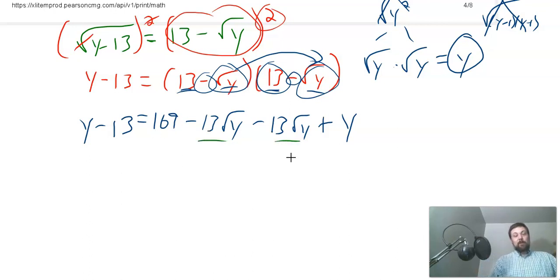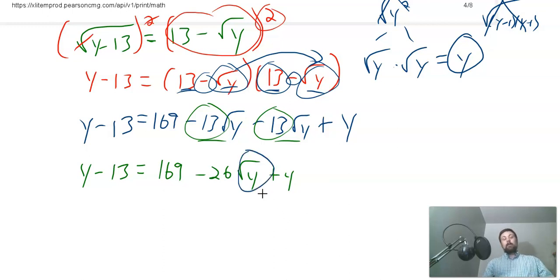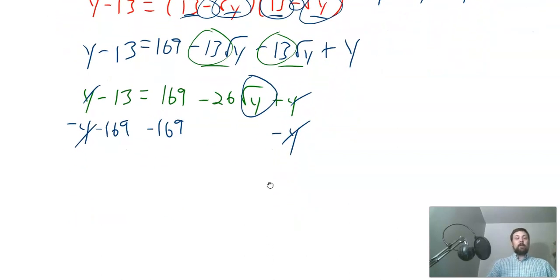Okay. Combine like terms first before you start moving things around. So we get 169. Now these are like terms because they have the same square root. Negative 13 minus 13 makes that negative 26. The square root part stays the same. And then we have one square root left in this equation. To get rid of that square root, we have to isolate it. So move everything to the other side. We're going to subtract the y over and subtract the 169 over to the left-hand side. And this one's nice because the y's all cancel out. That makes this a much easier end to the problem than it otherwise could have been.